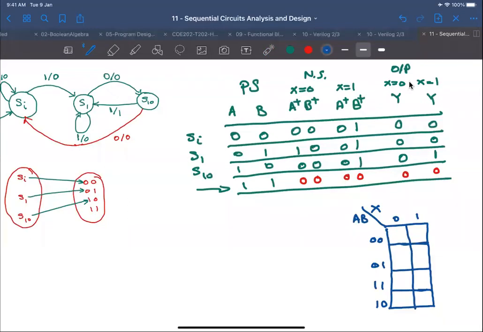The output first. Where is the 1 in the K-map for the output? So this is my output here. Where is this 1 here? Which row and which column?